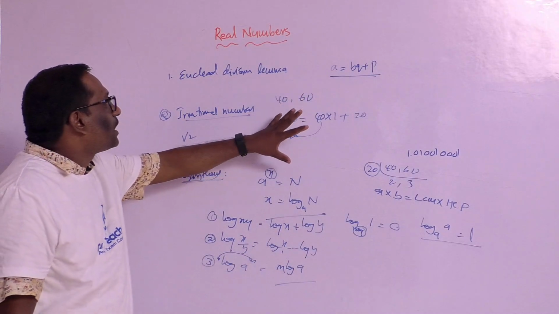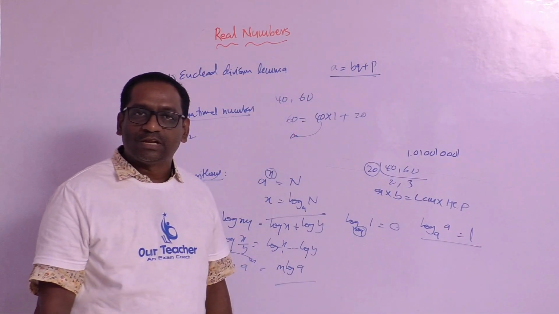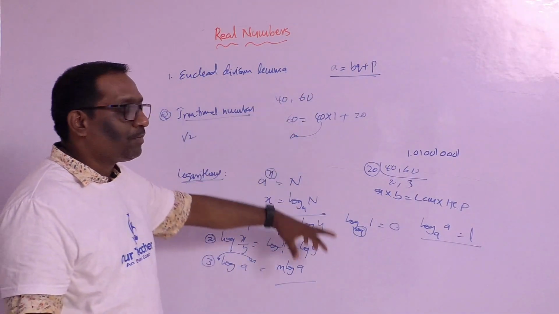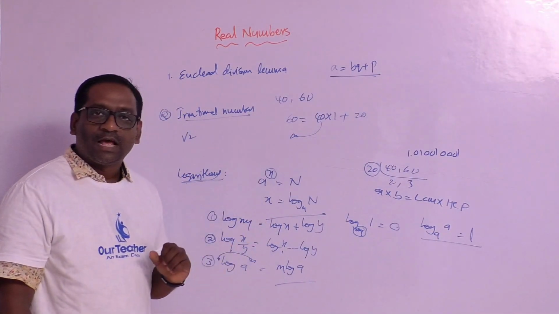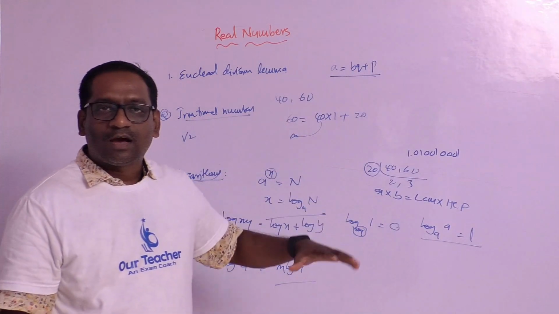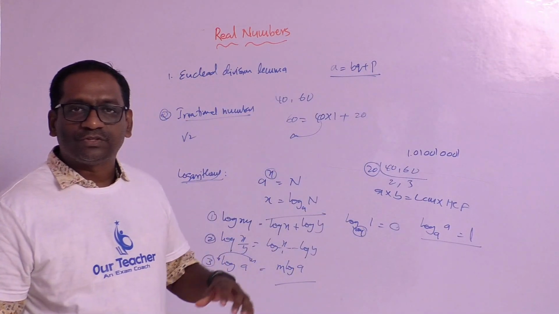So in this first chapter, first we will discuss the Euclid division lemma, and the second one we will discuss how to prove irrational numbers, and the third topic is logarithms. So these three are the important areas which we discuss.